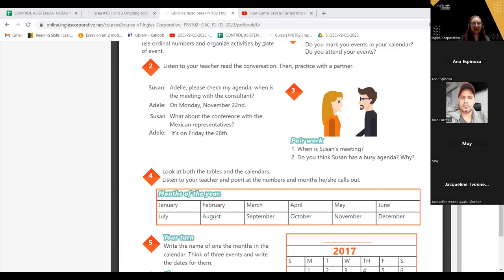Room number three, Juan and Moy. Perfect. All right. That's going to be it for tonight. That's going to be the practice.